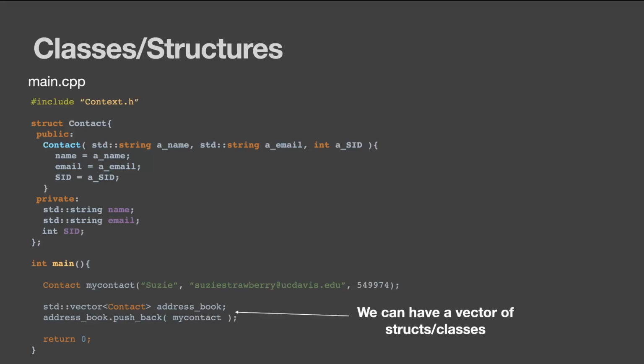We could do other things with our data object. We can also make a vector of these, for example. So if you were actually going to do an address book, your address book would consist of typically many different contacts. We could create a vector called a vector of contacts, and then we could call it address book. And then we could use push_back to insert this contact that we just created.